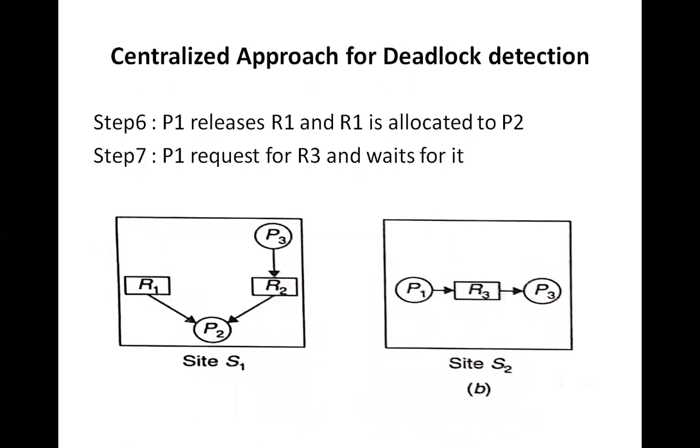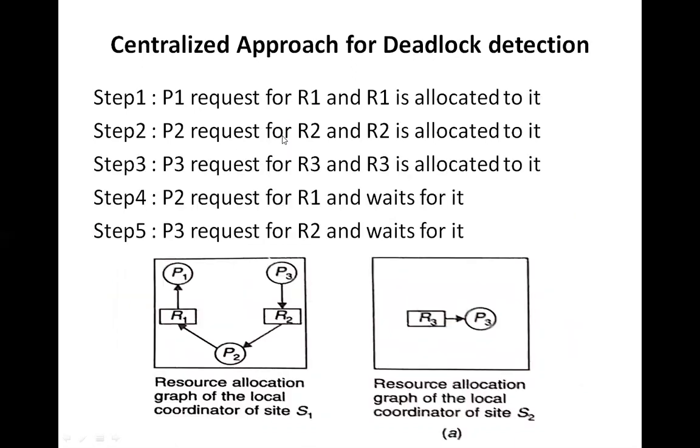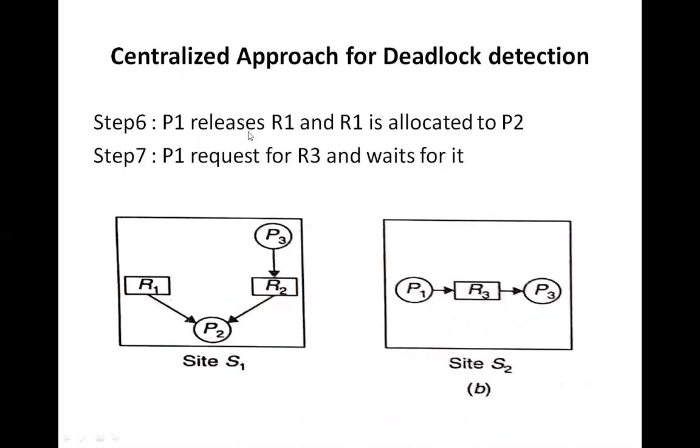Now, suppose meanwhile, in step number 6, P1 is going to release R1. Whenever P1 releases R1, this edge will be deleted. And since P2 is requiring R1, P2 will be allotted R1. So P1 releases R1, and R1 is now allocated to P2. And now P1 is going to request R3, and since R3 is already allocated to P3, it will be in the wait state.